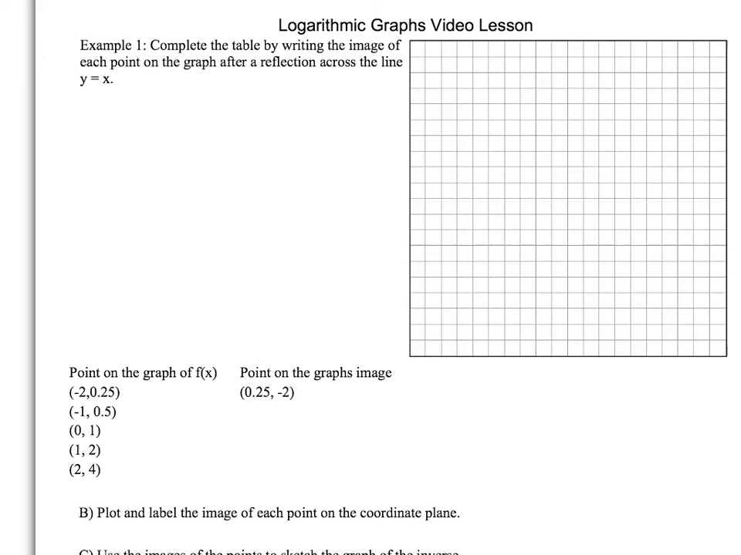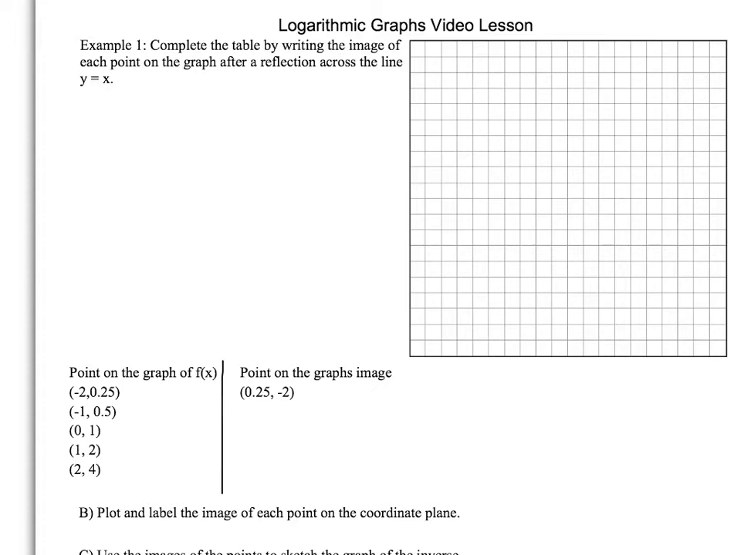Okay, today's lesson also looks a little bit different than what you have in front of you, but again, just follow along and you should be okay. This first example is the same as your example on the front of your packet. Complete the table by writing the image of each point on the graph after a reflection across the line y equals x. My table is down here a little bit.